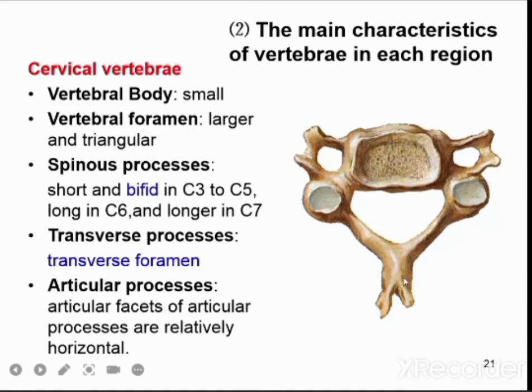from C2, from C3 to C5. It becomes longer in C6 and C7. C means cervical.